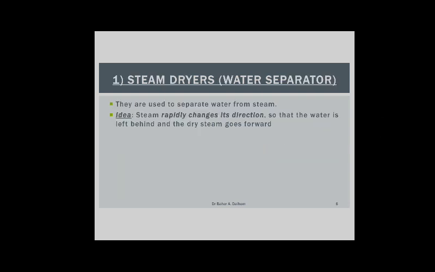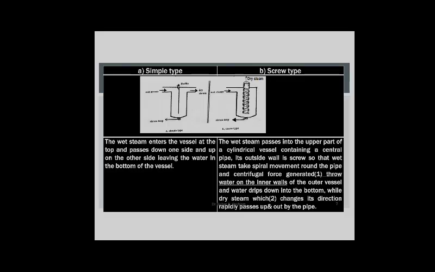One, steam dryer or steam separator. They are used to separate water from steam. Steam rapidly changes its direction so that the water is left behind and then the dry steam goes forward. Like a simple type like this, steam goes like this and water will condense here, leaving dry steam to go out. Or the screw type, which makes steam go like this, having water condensed and left behind.